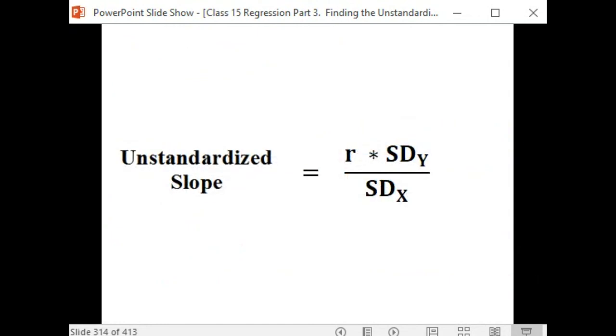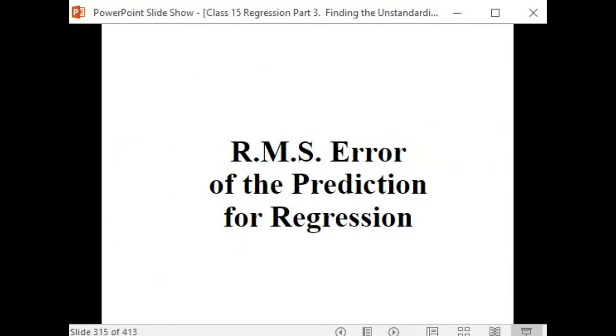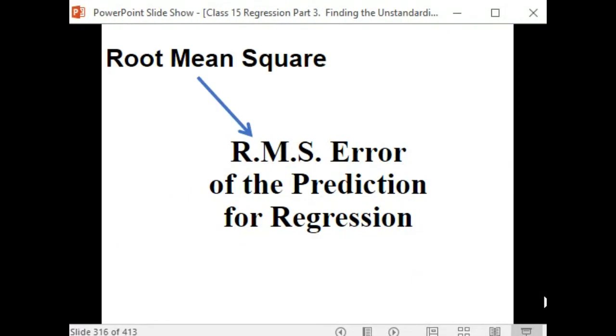Okay, so that completes our discussion of the unstandardized slope of the regression line and why it makes mathematical sense. Now finally, we're going to turn today to a new topic. We're going to talk about how regression equations are imperfect and how we measure that imperfection. Specifically, we're going to talk about the root mean squared error of the prediction for regression. RMS stands for root mean square.